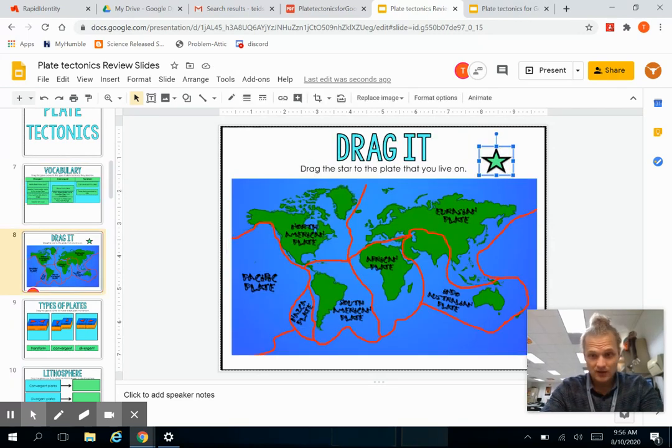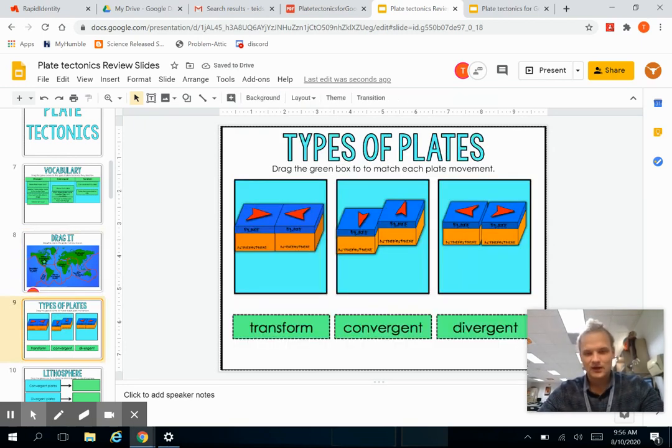So here, you're just supposed to drag your star to where you live. We live in North America, so we are on the North American plate. You can try to get it right where Texas is if you can, but it's pretty tough. All right, let's keep on going.